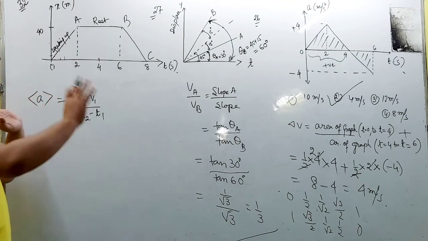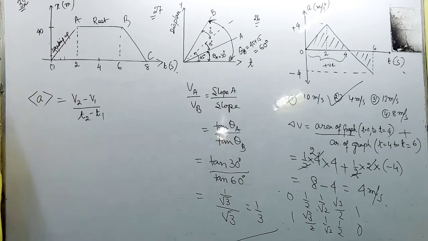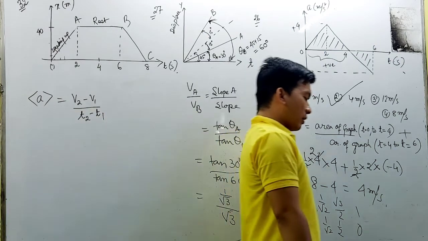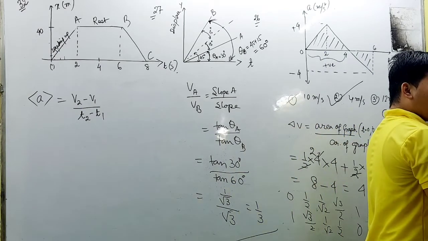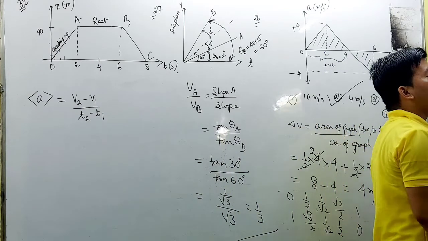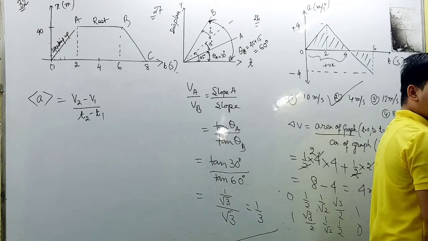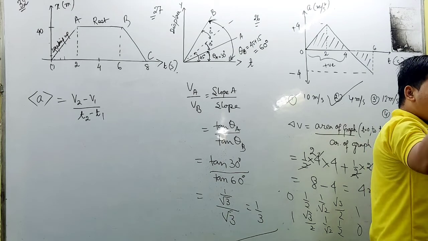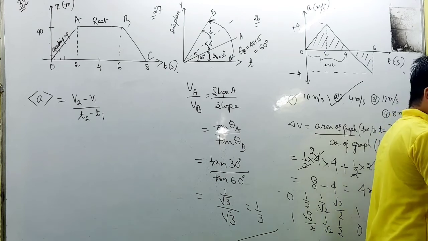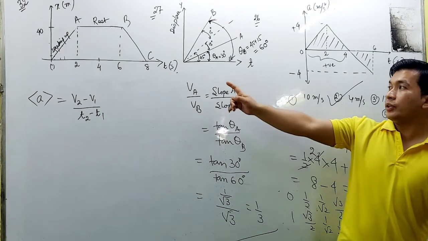This is a simple interpretation of the graph. At t equal to 0 the body is at its starting position. From O to A it moves for the next 2 seconds, then from 2 seconds to 6 seconds it takes rest for 4 seconds, from A to B.